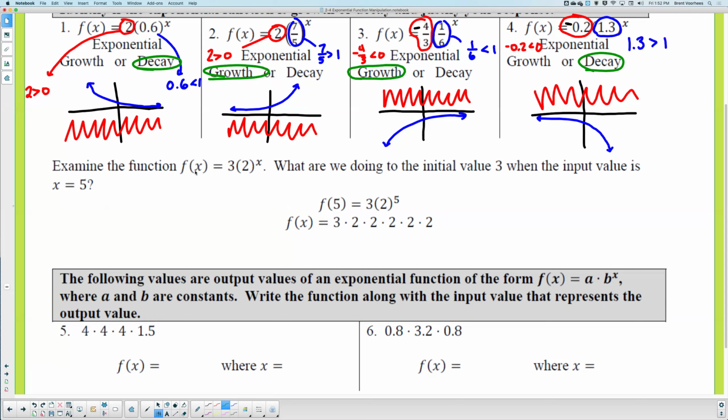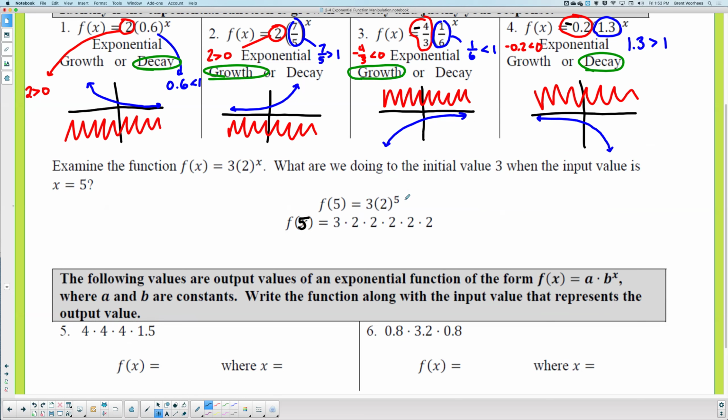What are we doing to the initial value of 3 when the input value is x equals 5? So we're going to plug in a 5. If I evaluate f of 5, I need to substitute 5 in for x. So what is 3 times 2 to the 5th power? And here's the typo. This underneath says f of x, and it should say f of 5. Put a 5 there. F of 5 would equal 3 times 2 times 2 times 2 times 2 times 2. Now, where did that come from? Power of 5 means you multiply 2 5 times out. Okay?